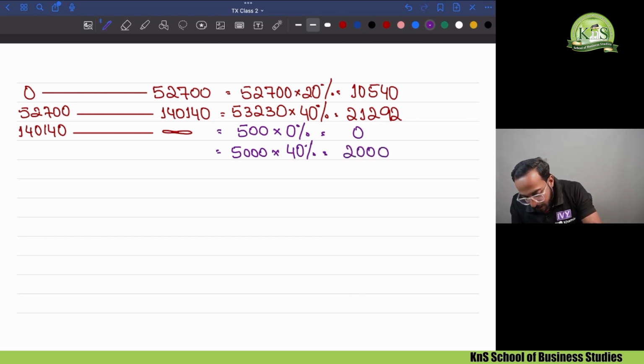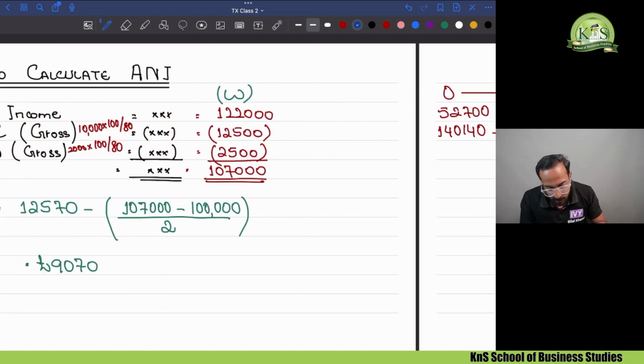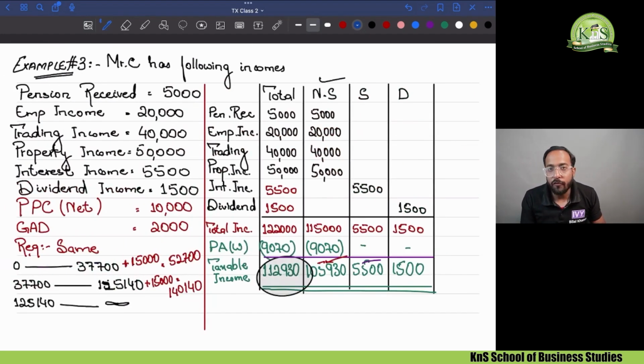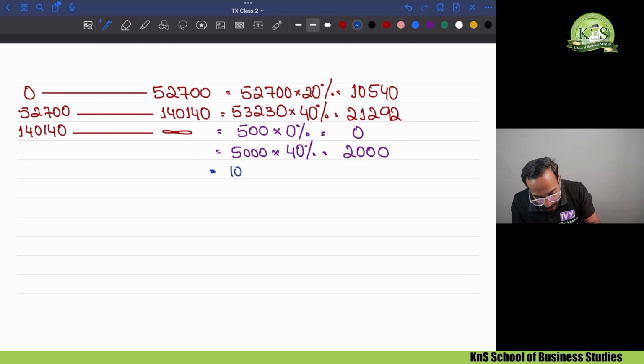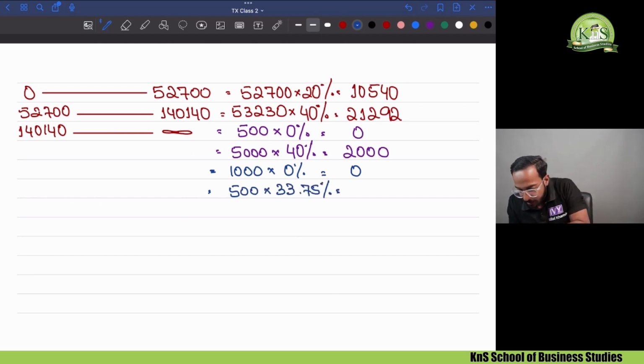Now I'm going for the dividend income. As there is no individual rule for dividend income, everyone has a similar type of rule. First 1,000 will be taxed at 0%. The next 500 will be taxed according to the band rate, that is 33.75%, which gives 168.75.